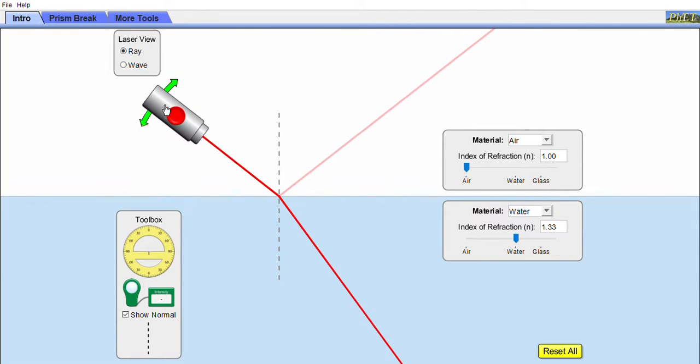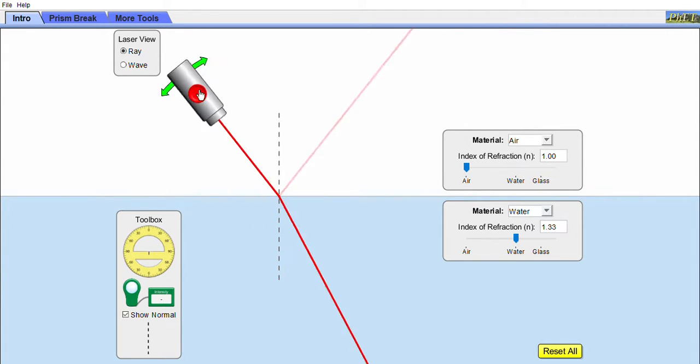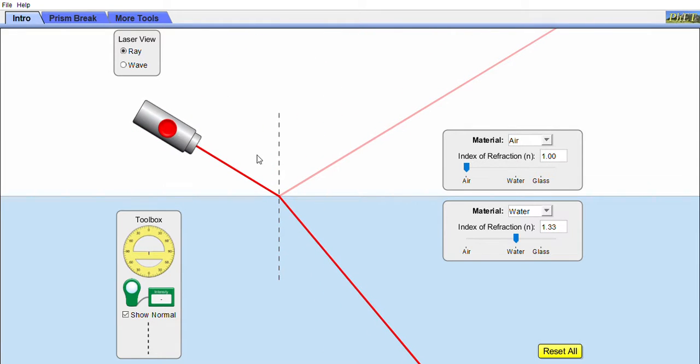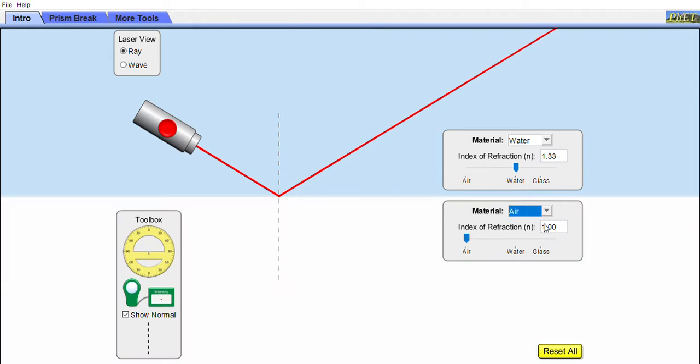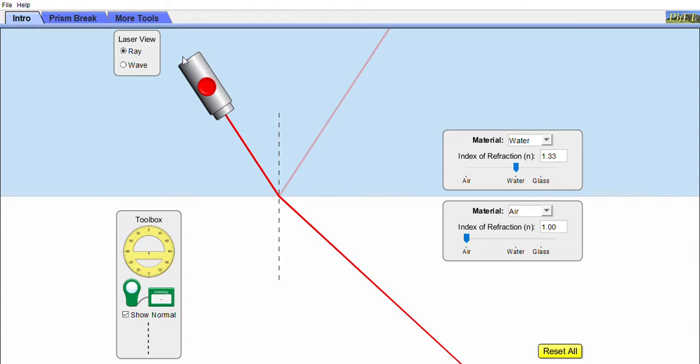Now what I want you to observe is how the angle of incidence and the angle of refraction is changing. As the light ray is traveling from a medium where it's faster, like air, to a medium where it's slower, like water, the angle of incidence is a lot bigger than the angle of refraction. But when I swap this, what happens is the angle of incidence, like this, is a lot smaller than the angle of refraction.